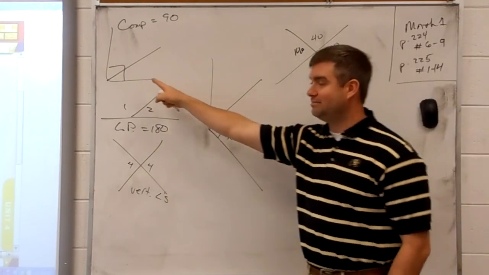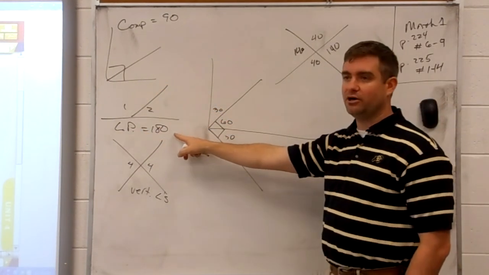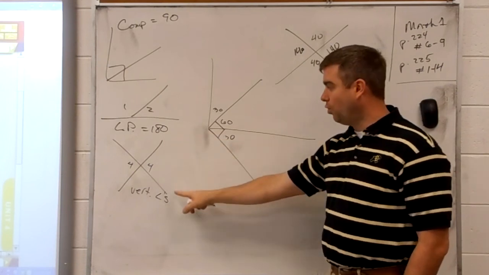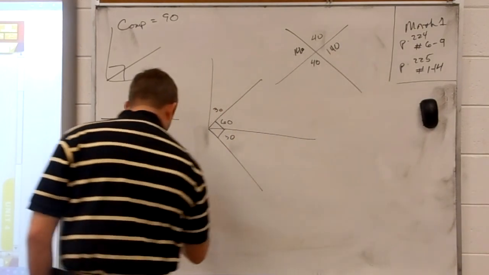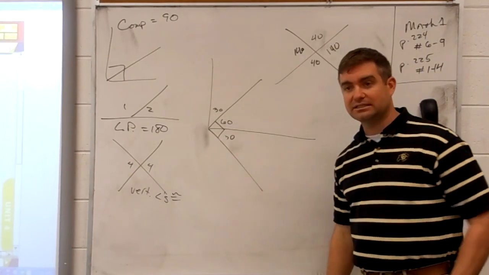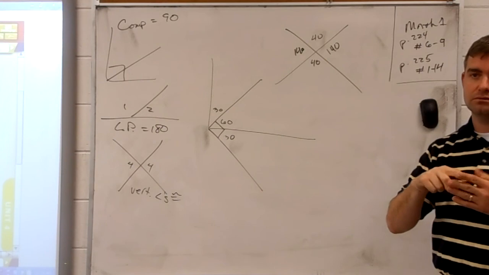It boils down to, 4.6 boils down to those three ideas. Either they're going to add up to 90 degrees, if they're complementary. They're going to add up to 180 if it's a linear pair, i.e. supplementary. Or they're vertical and they are congruent. Vertical angles are congruent. I hope you've got that written down, because that's basically what this information boils down to.